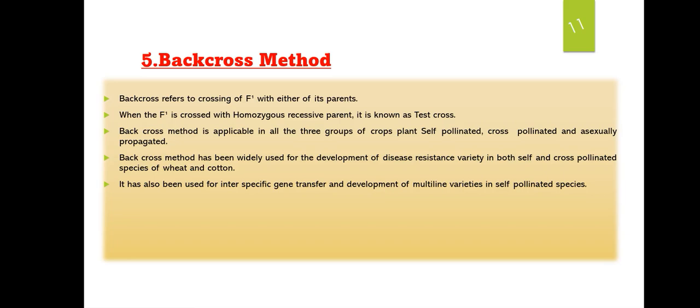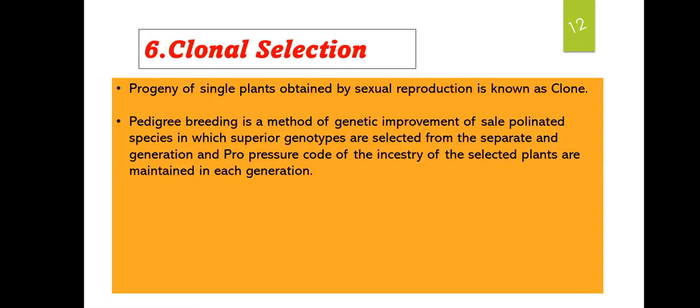Backcross method has been widely used for the development of disease-resistant varieties in both self and cross-pollinated species such as wheat and cotton. It has also been used for interspecific gene transfer and development of multiline varieties in self-pollinated species.